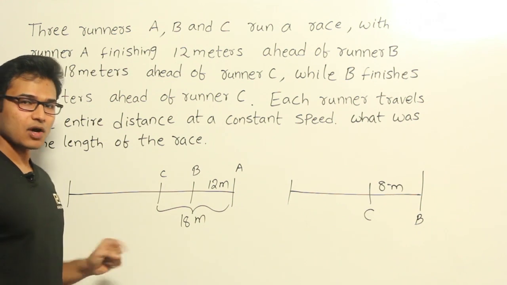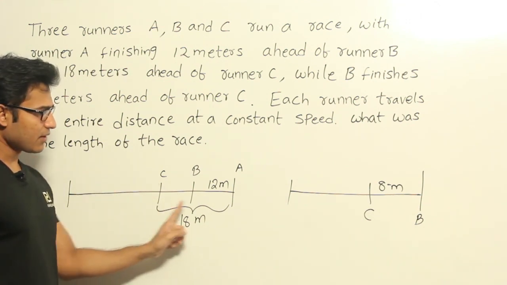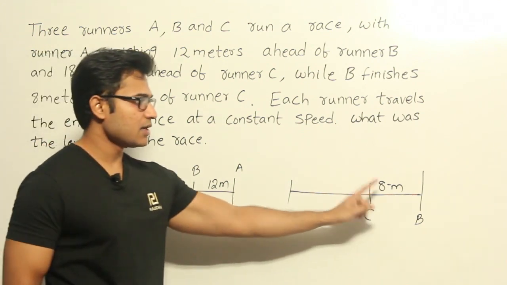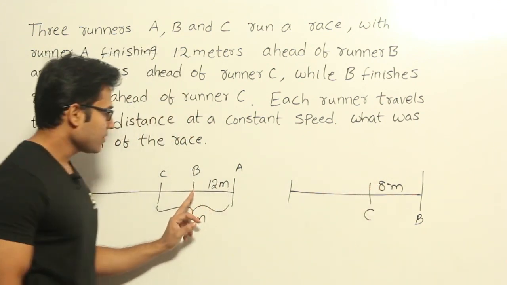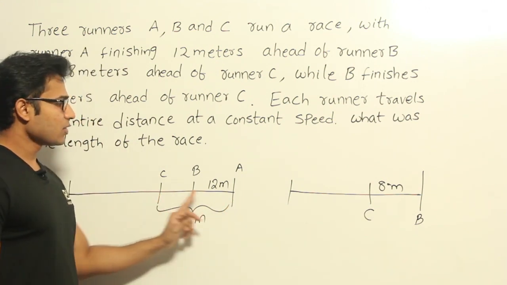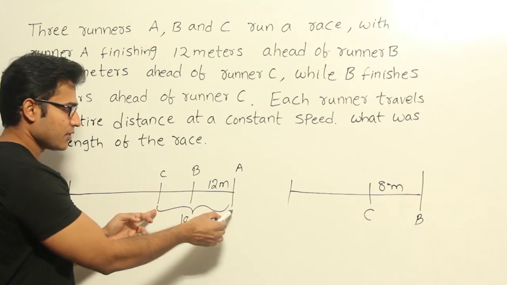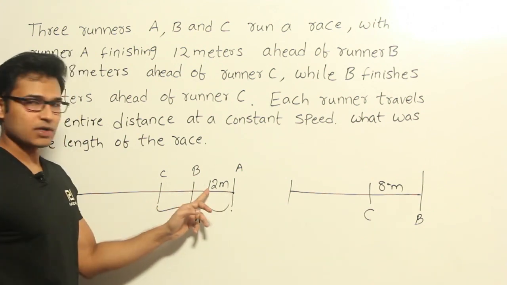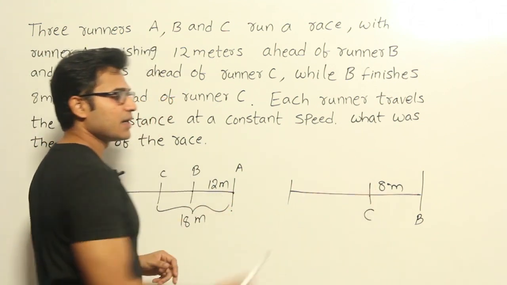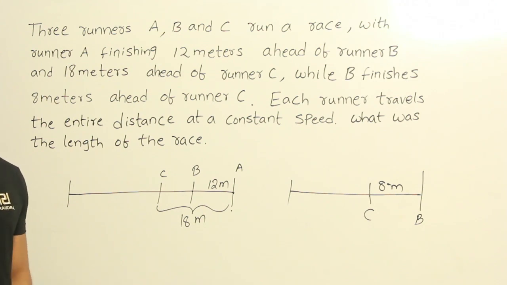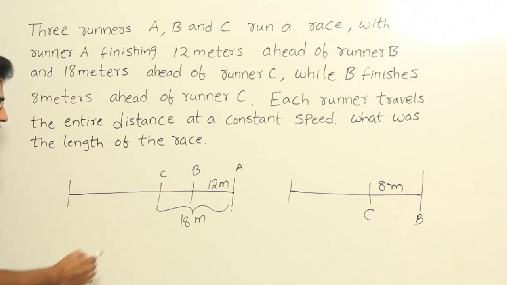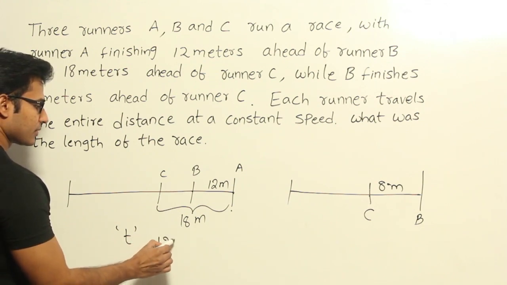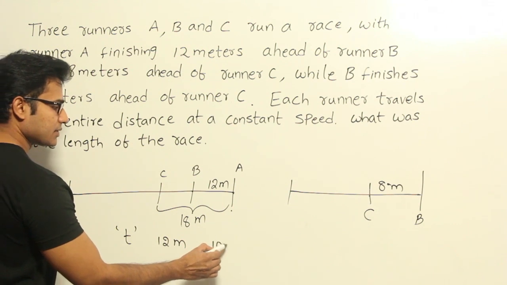Okay, in that time, how many meters did C run? C is initially away by 18 meters from the finish line. By the time B has reached the finish line, he is still lagging by 8 meters, isn't it? Which means by the time B covered 12 meters, C is able to cover only 10 meters. Why? Initially he is away by 18 meters from the finish line, and after B has reached there, C is still 8 meters behind the finish line, which means he is able to finish only 10 meters. Are you getting this? Therefore, let us assume that in a time t, by the time B finishes 12 meters, C is able to finish 10 meters, right?